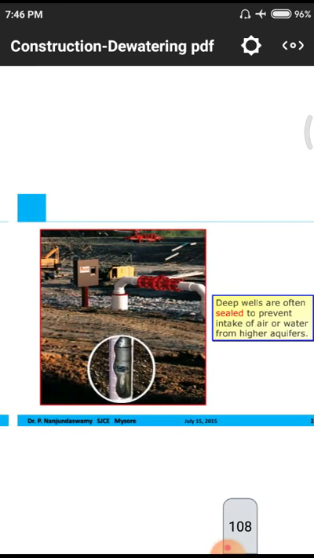This is the example for those particular sealings and vacuum pumps. At the bottom we are having vacuum pumps. This vacuum pump directly creates some quantity of vacuum pressure at the bottom. Due to this vacuum pressure, all the water and air will come into the pipe in an easy manner. The air and water will come into the pump with some quantity of pressure.